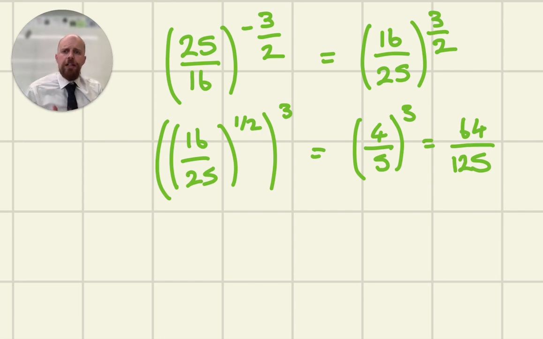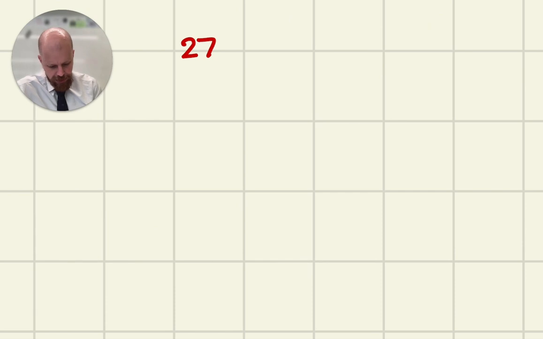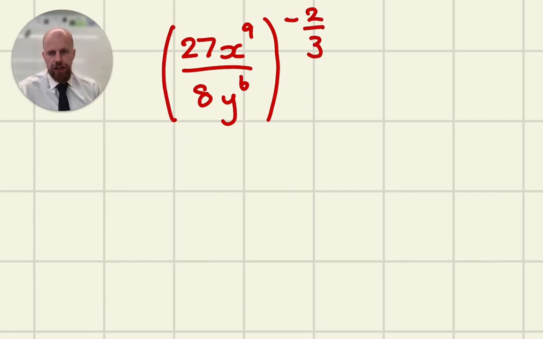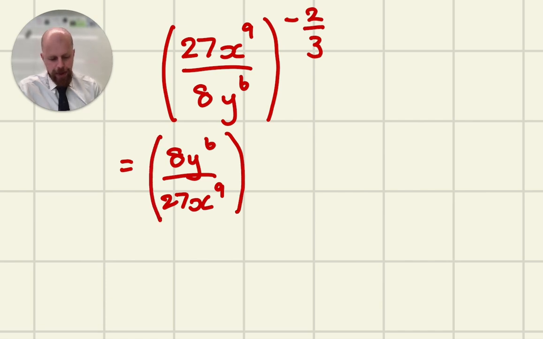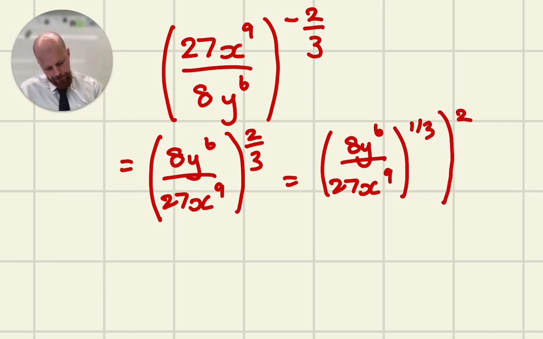As a final extension, let's combine this with algebra. Let's take, for example, 27x to the power 9 over 8y to the power 6, and we're going to raise this to the power minus 2/3. Start again with the negative. Take the reciprocal, flip the fraction over. 8y to the 6 over 27x to the power 9, and we're going to raise this to the power 2/3. We do the same thing, and we split it up so we have the power 1/3. 8y to the 6 over 27x to the power 9, all to the power 1/3, and then squared.